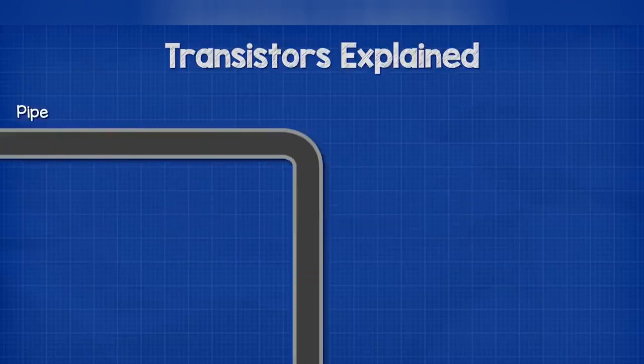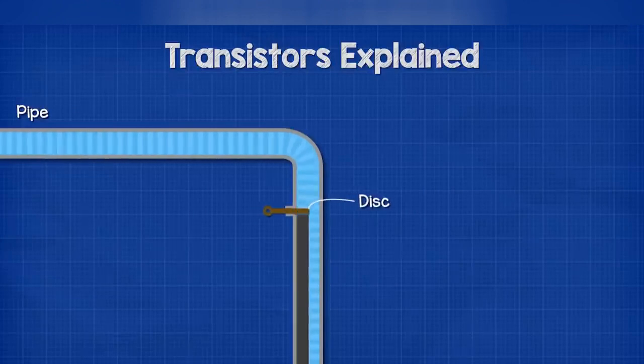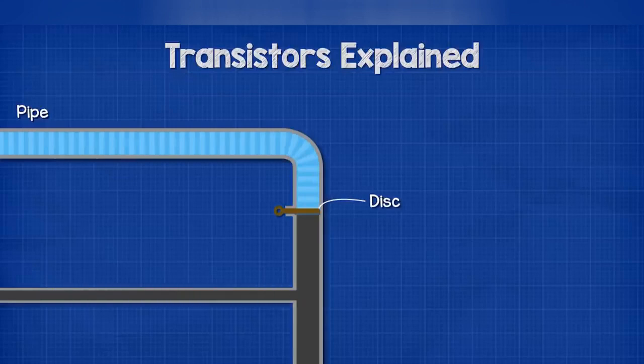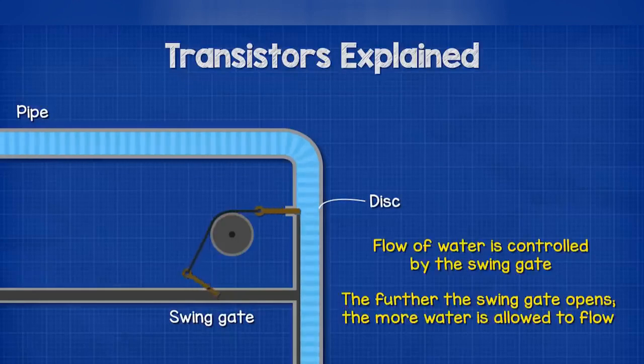To understand how a transistor works, I want you to first imagine water flowing through a pipe. It flows freely through the pipe until we block it with a disc. Now, if we connect a smaller pipe into the main one and place a swing gate within this small pipe, we can move the disc using a pulley. The further the swing gate opens, the more water is allowed to flow in the main pipe.